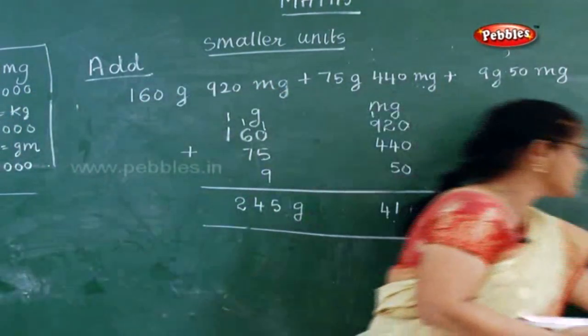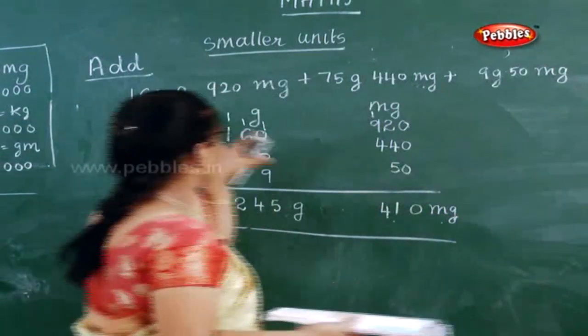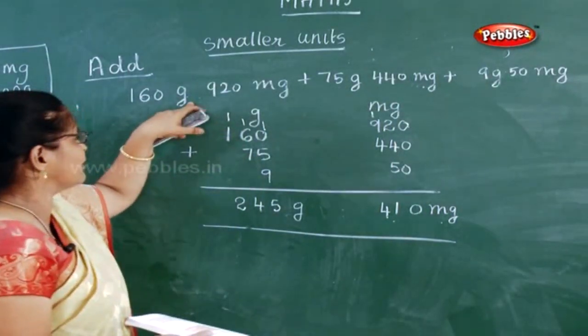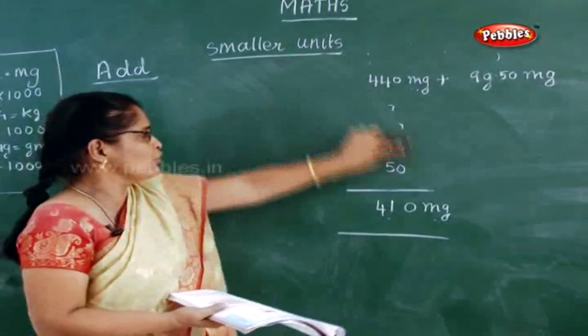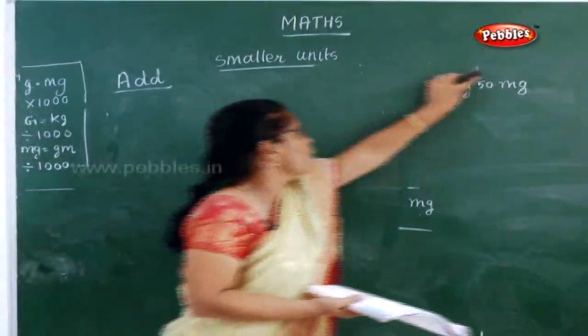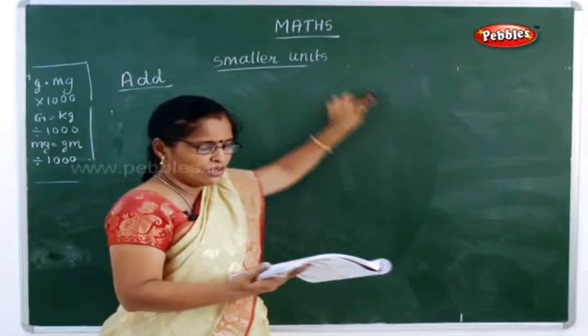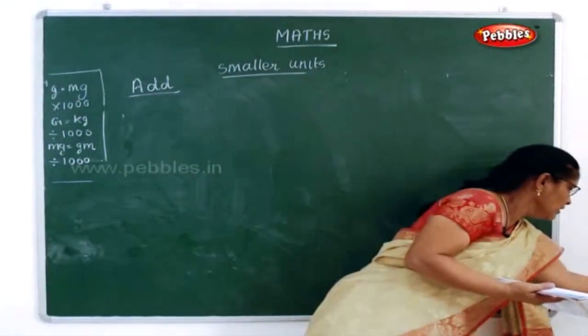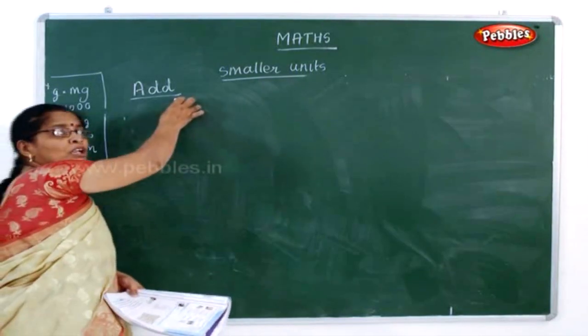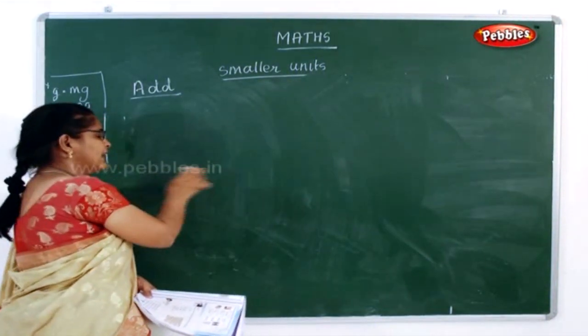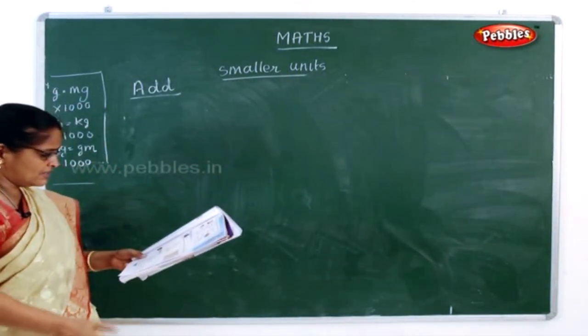So how will you do your addition sum? Always you have to write whatever the value, whatever it is given here, on the top. And then what you have to do? You have to write the values. Is it clear now? Whatever g or mg they have given, you have to write it on the top and then add it, and finally you have to write the answer.